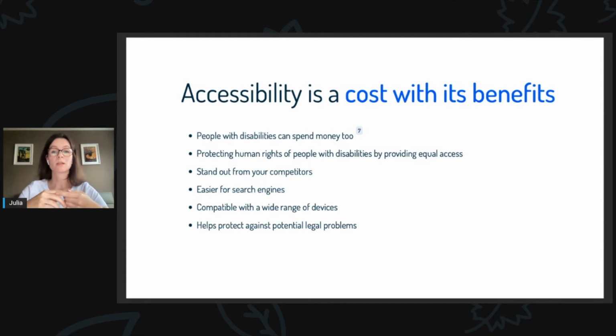Protecting human rights of people with disabilities by providing equal access to information makes good business sense. Socially, you have the choice between positioning yourself as a company that does not meet accessibility expectations or supporting equal opportunity through digital accessibility. It also allows you to stand out from your competitors.